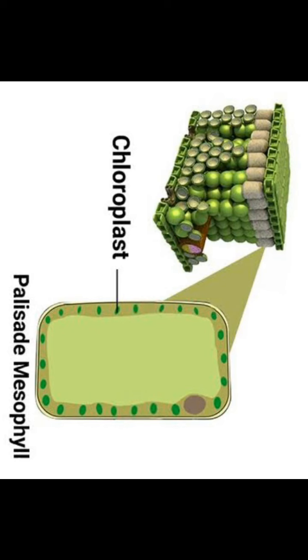Clear? Then there are numerous large air spaces or air cavities present between these cells. These air cavities or air spaces are meant for gas exchange and store the gases during the photosynthesis and respiration processes. Understood? Then you can see chloroplasts very clearly in this palisade parenchyma tissue, meant for photosynthesis.